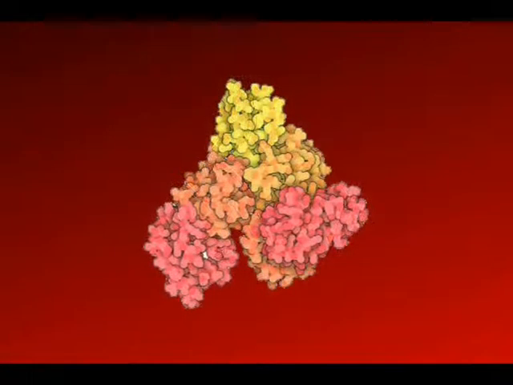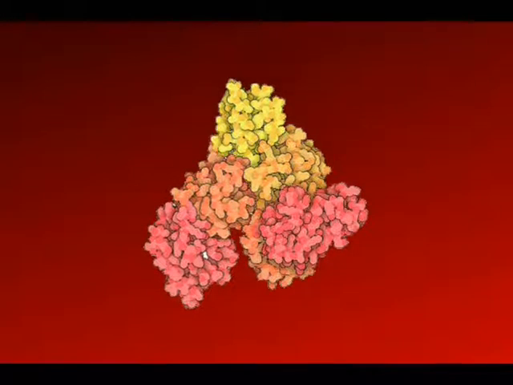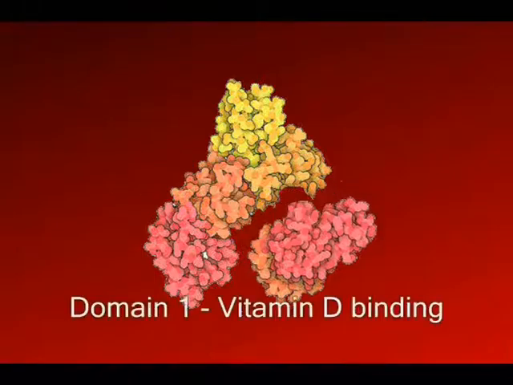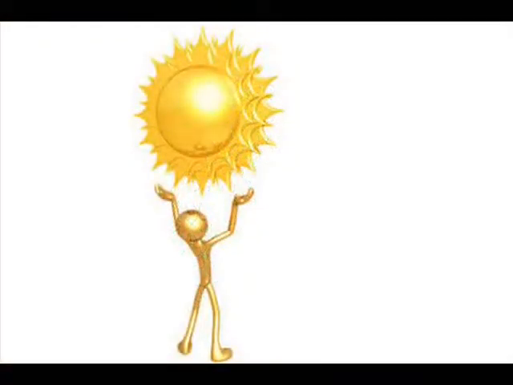Vitamin D transport protein contains 3 domains, each with a diverse and important function. Domain 1. Vitamin D binding. Every cell in our body has a vitamin D receptor, and every cell in our body secretes a vitamin D hormone. Vitamin D transport protein binds to vitamin D already stored in the body and transports it to where it's most required.